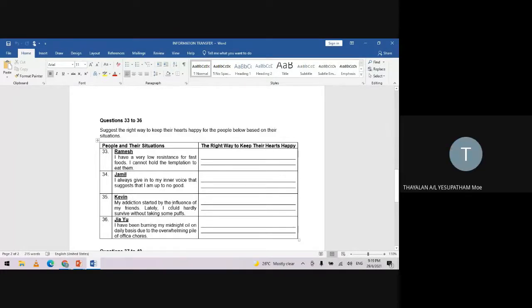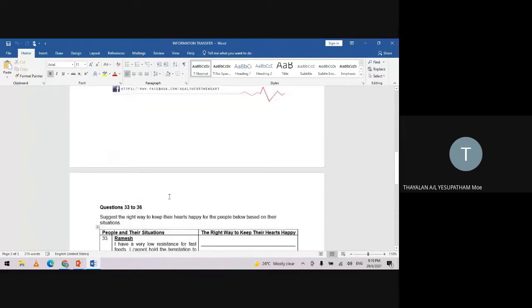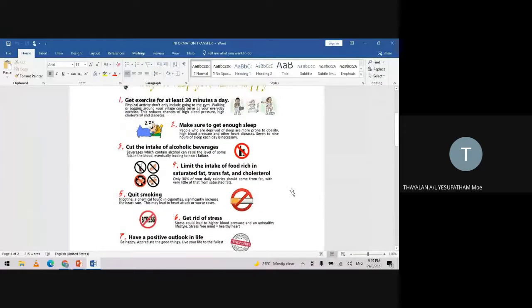Now look at the next one. Kevin, my addiction started by the influence of my friends. Lately, I could hardly survive without taking some puffs. So it's possibly number 3, sir. Why do you take alcohol in puffs? What do you take in puffs? Number 5, taking puffs. So number 5 is quit smoking. That is exactly the clue. That is the contextual clue that you need to infer. You understand now? It is not direct.